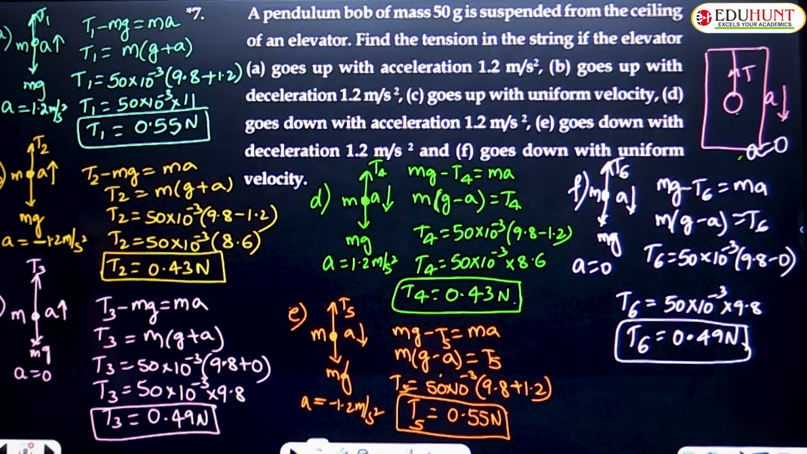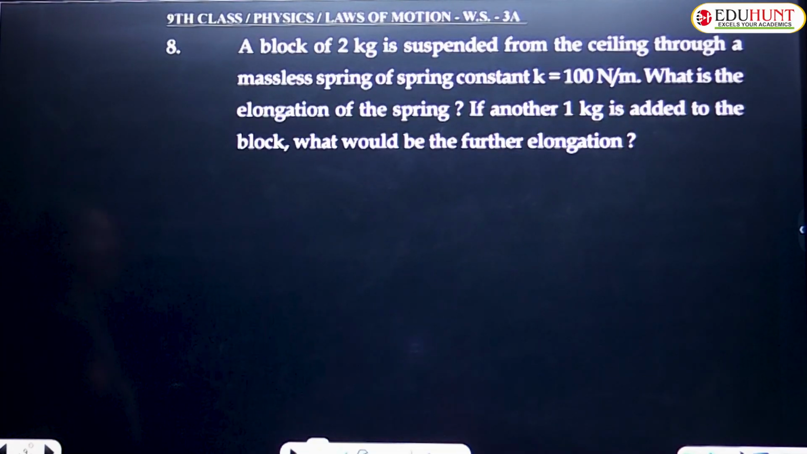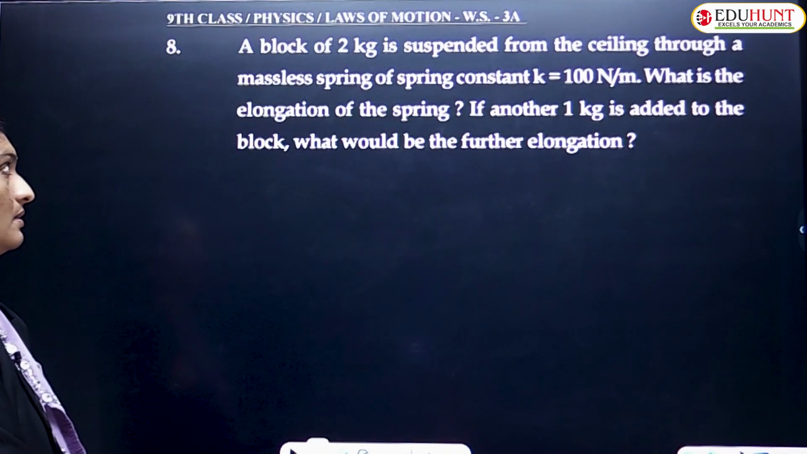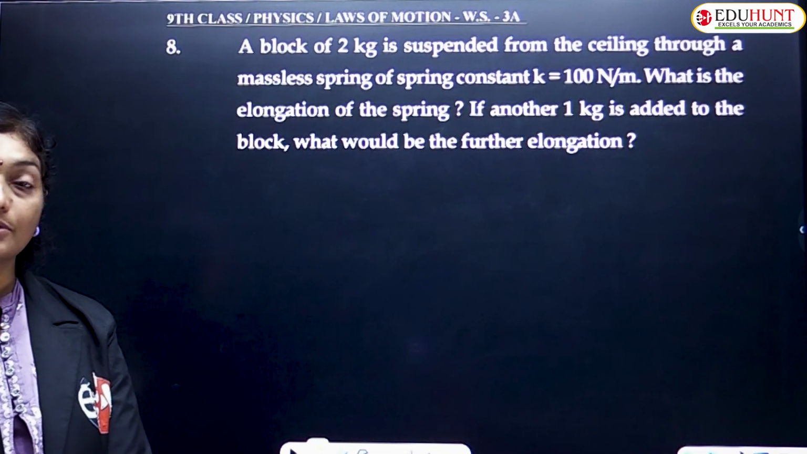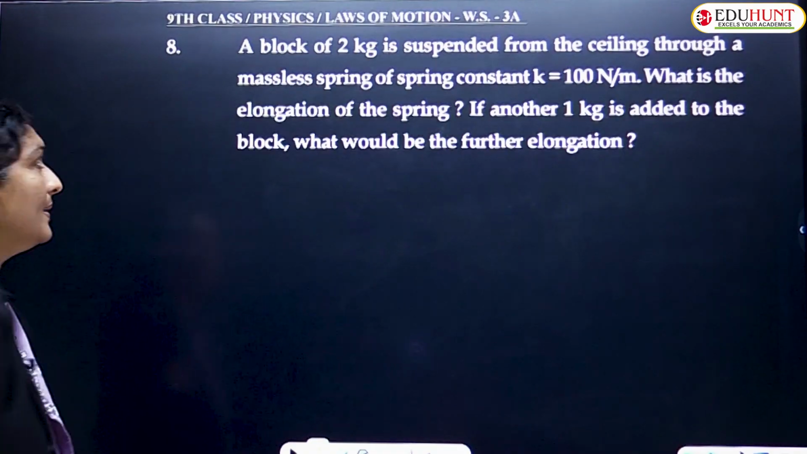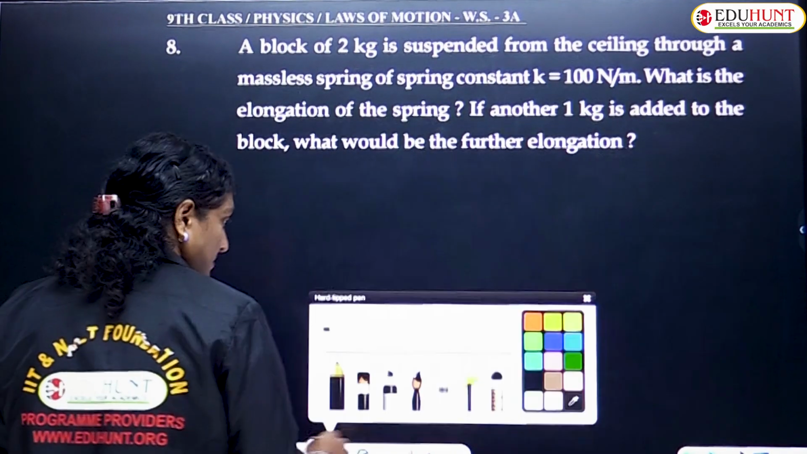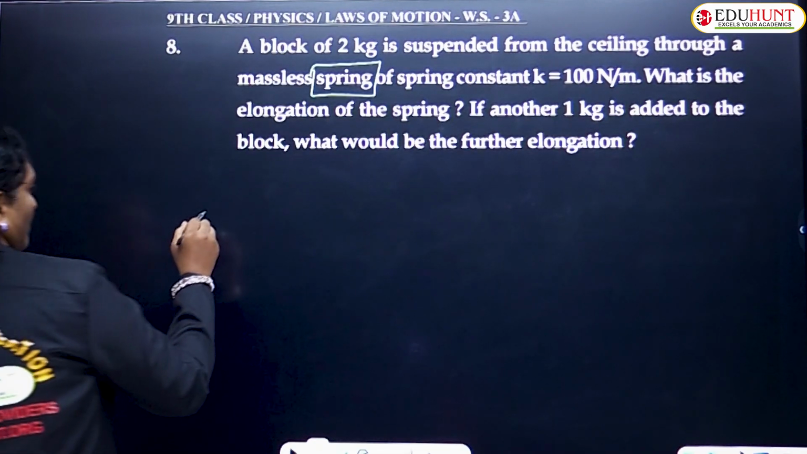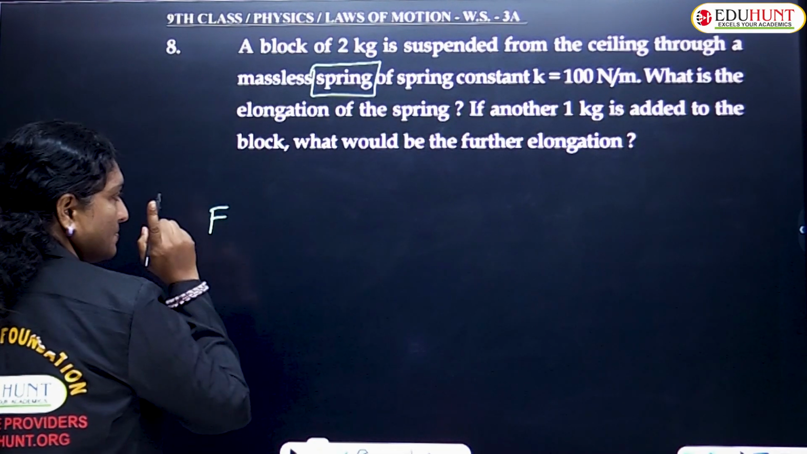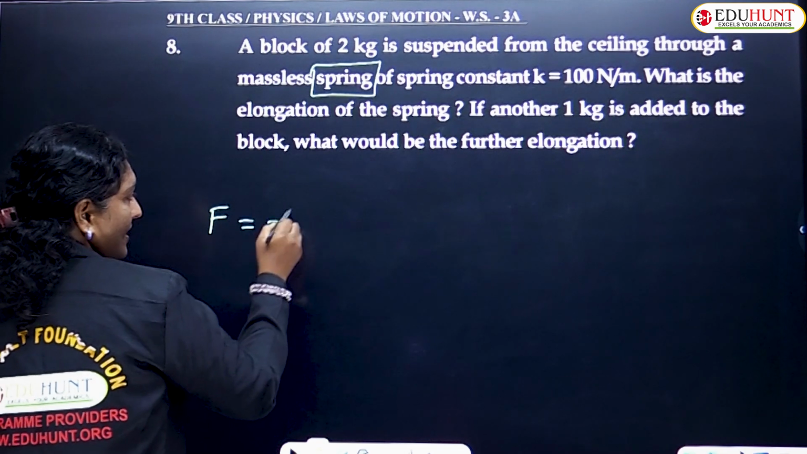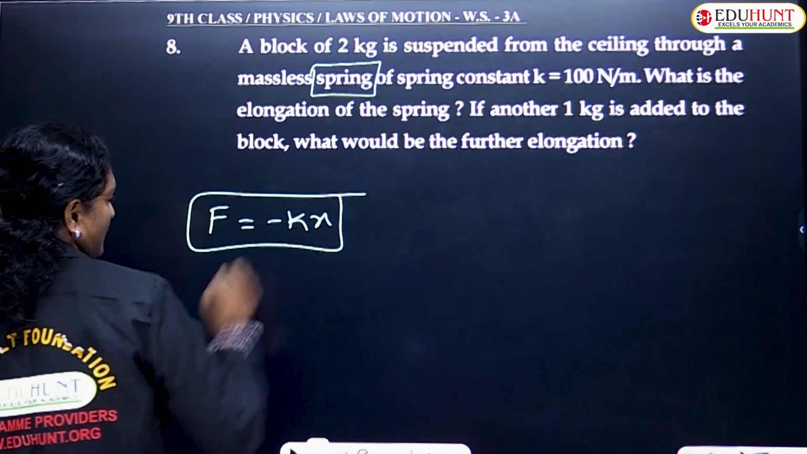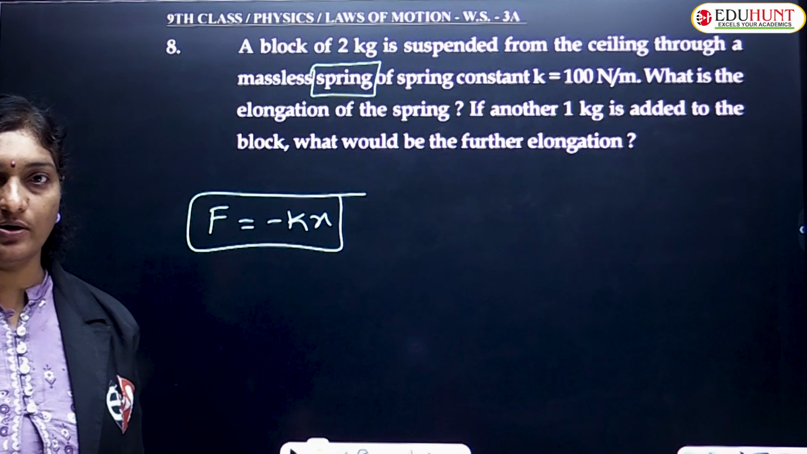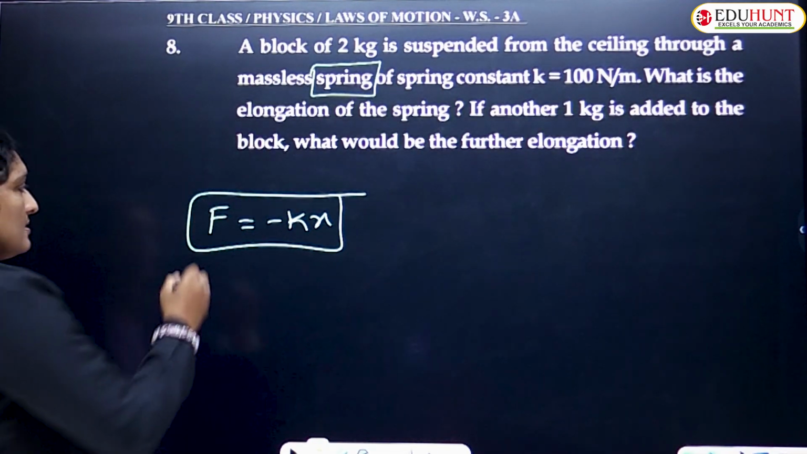Okay, children? Well, so moving to the next question. Question number 8. A block of 2 kg is suspended from the ceiling through a massless spring. Till now we solved numericals based on strings, but here you need to focus, children, because something different is given. It is a spring. I told you while explaining the concept that whenever a spring is there, the force acting is given as F equals minus kx. So the larger the elongation, the larger the force, so the spring force will be larger accordingly.